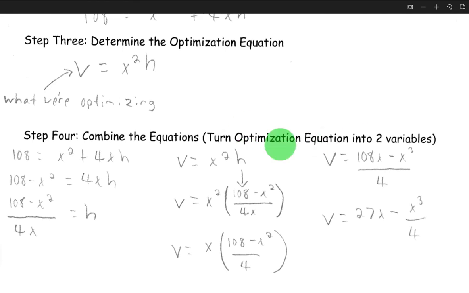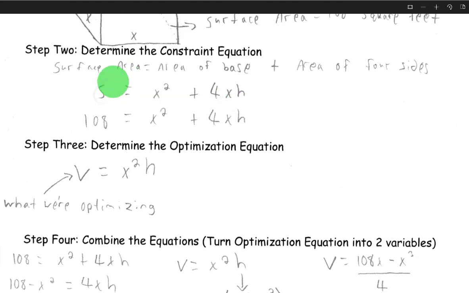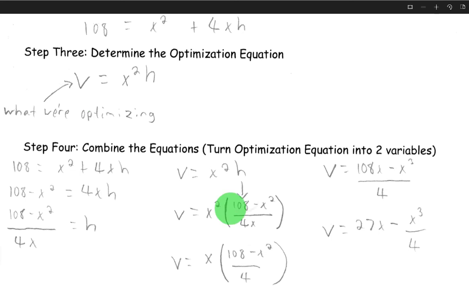equation and turn the optimization equation into two variables. We might as well get h by itself and then substitute that into the volume. So basically what you're doing is you're getting one of the variables by themselves in the constraint equation and then doing substitution to replace that variable in the optimization equation. To get h by itself, we'll subtract x squared and then divide by 4x. And then our volume equation, which is our optimization equation, we can replace h by that.